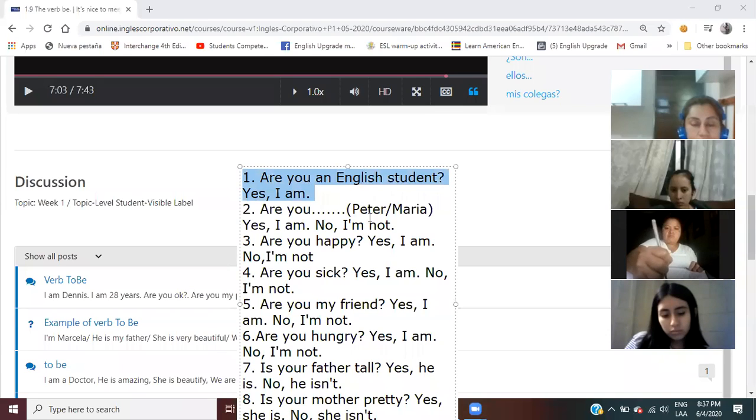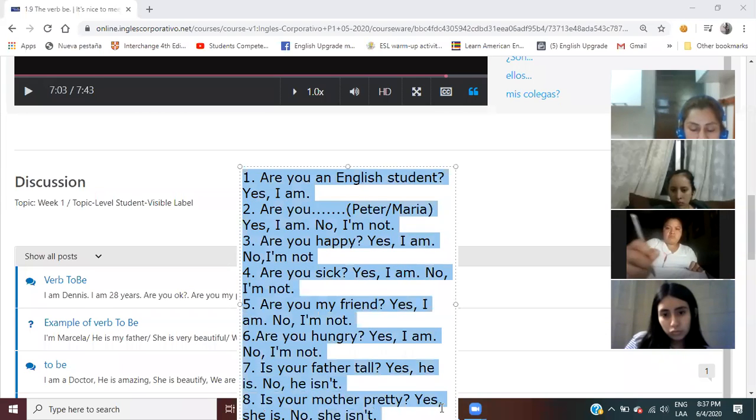Se las voy a compartir, estas preguntas se las voy a compartir aquí en el chat del Zoom. Quisiera ver si alguien me puede hacer el favor de compartirlo en el chat del WhatsApp, porque ahorita tengo mi teléfono apagado.